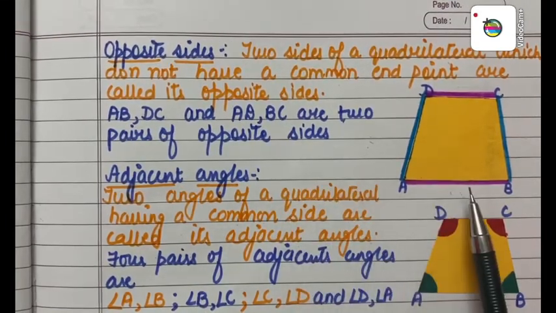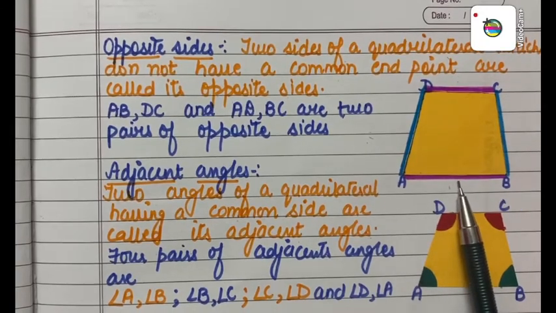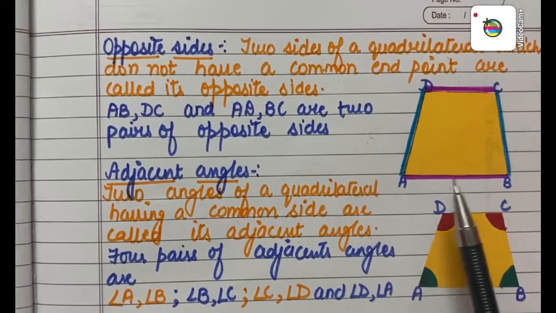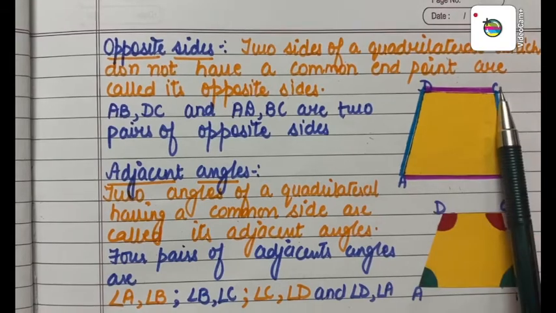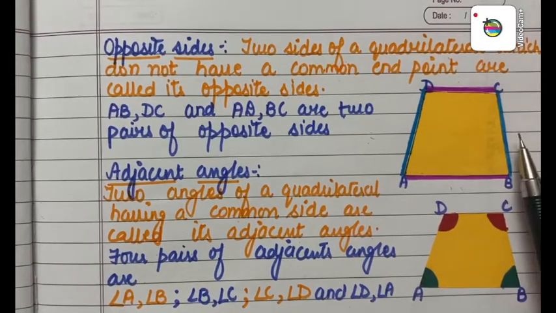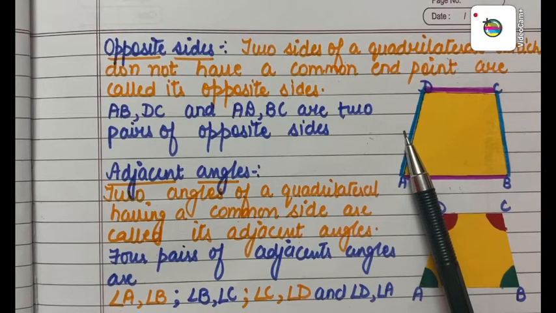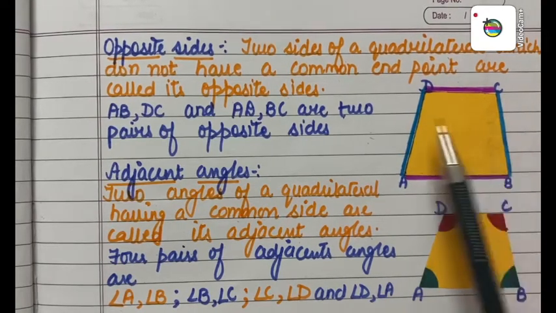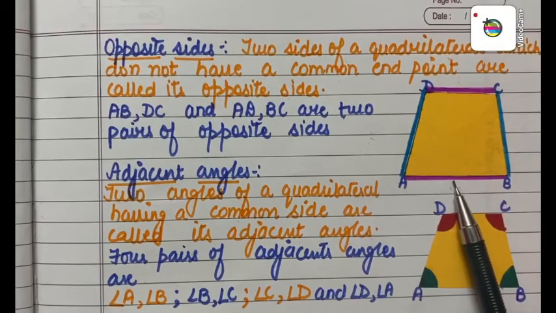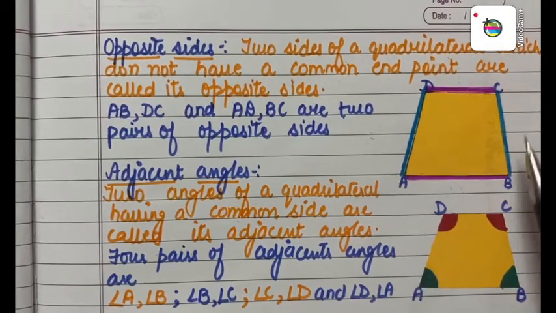So children, kindly look here. I have again used 2 different colors to specify the opposite sides, AB and DC, as they don't have any common endpoint. Similarly BC and AD, that means they are not having any common endpoint. So these are the 2 pairs of opposite sides in a quadrilateral ABCD.